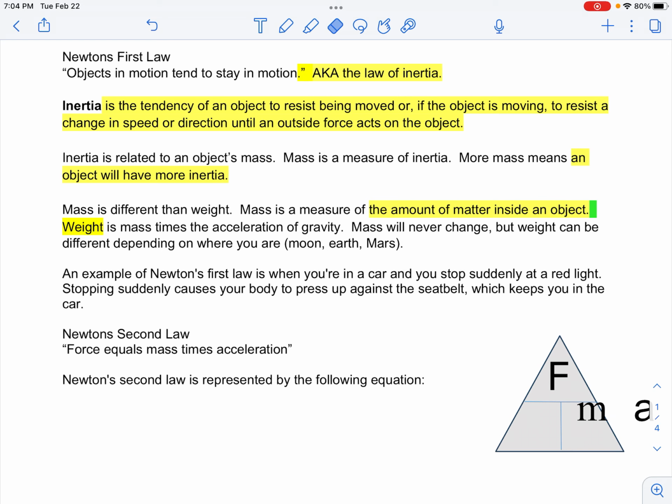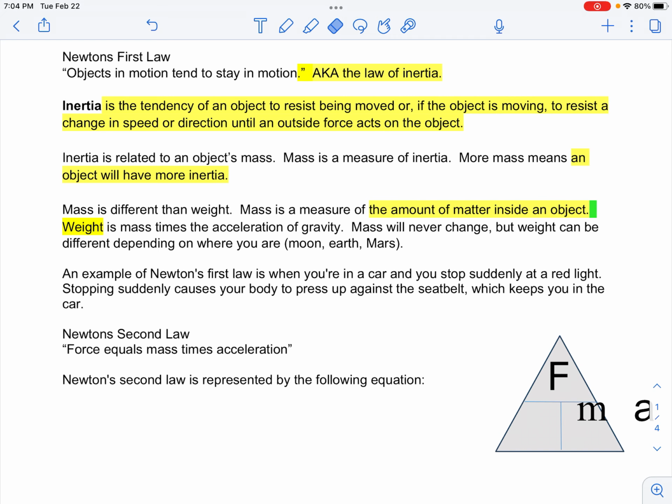Now, it's kind of a silly distinction because we're not ever going to travel to the moon, I don't think. Maybe you will. It'd be pretty sick if you did. But the distinction is important for when you're doing physics and speaking about the universe.